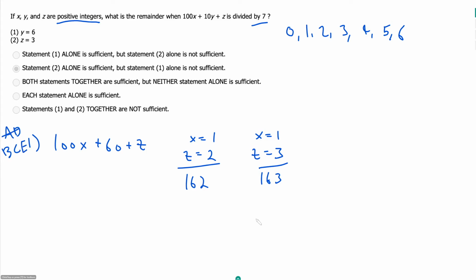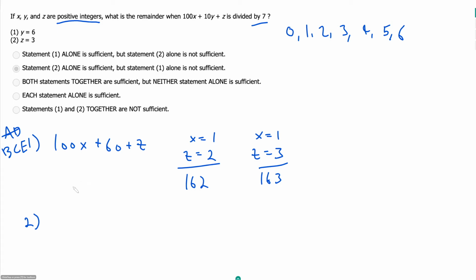And I can tell this will be insufficient without even calculating what these remainders are, because I know these are two different remainders. After 162, whatever that remainder is, the next number that's going to have the same remainder is going to be 169. If we're dividing by 7, our remainder is going to repeat every 7 numbers. So whatever this remainder is, 163 will be something different. And that's enough to say insufficient.